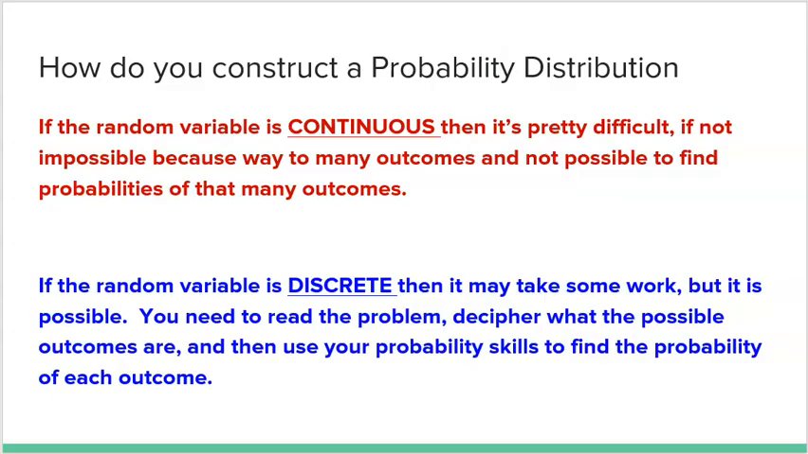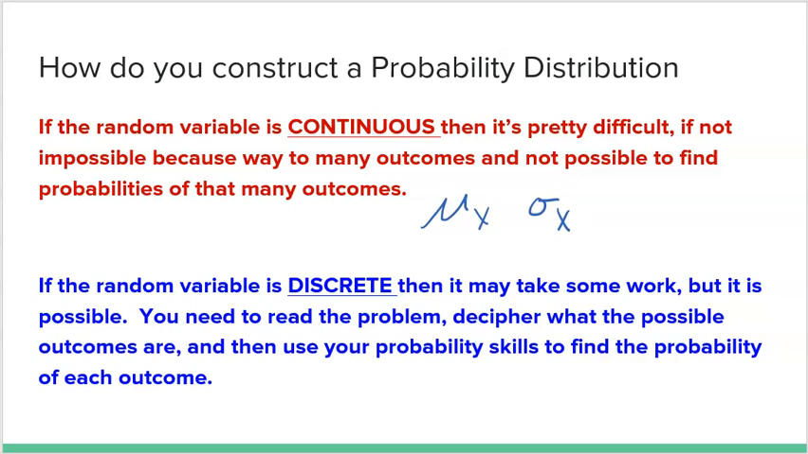All right, first, let's go backwards for a second. How do you construct a probability distribution? Well, if the random variable is continuous, then it's actually pretty difficult. You cannot list all of the possible outcomes, so you cannot find all their probabilities. So it becomes pretty difficult. And in most cases, if the variable is continuous and I wanted you to know the mean and standard deviation, I will just give you the mean and standard deviation of x. I'll give them to you free of charge.